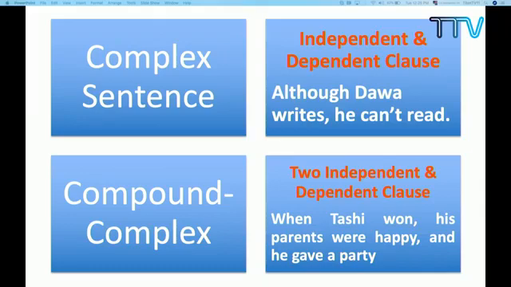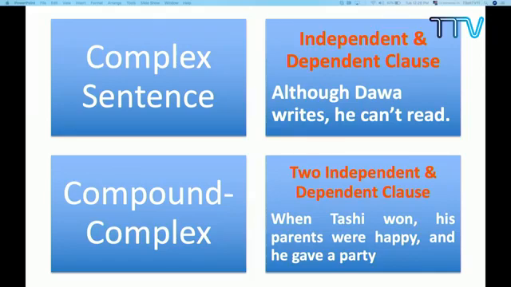Now, whenever we write a compound complex sentence, the sentence tends to become very long. Why? Because we add so many clauses. If you look at this, when Tashi won, I want you to look at this clause, when Tashi won. Is it an independent clause or dependent clause? Now you just decide. Is it independent or dependent? When Tashi won.